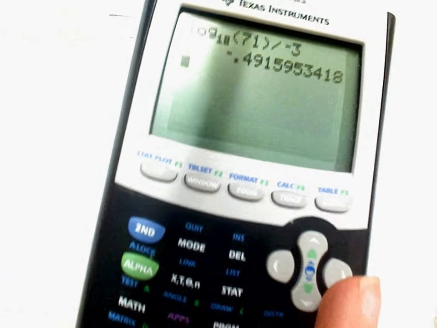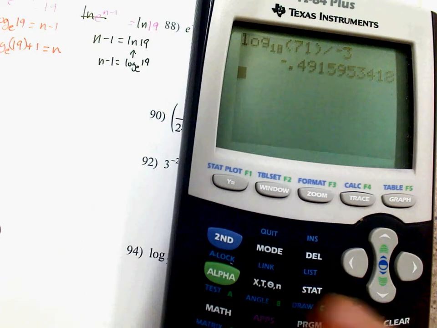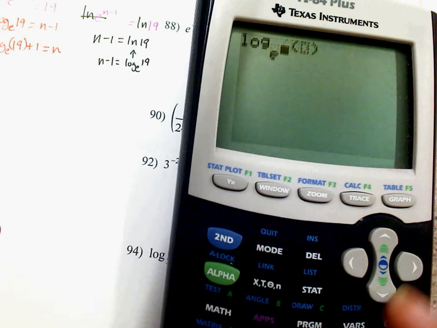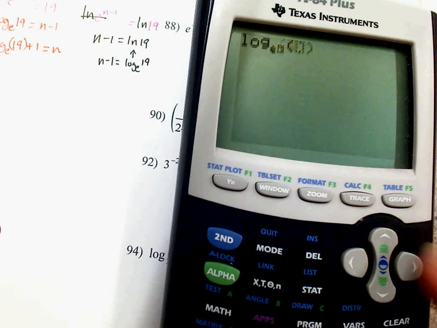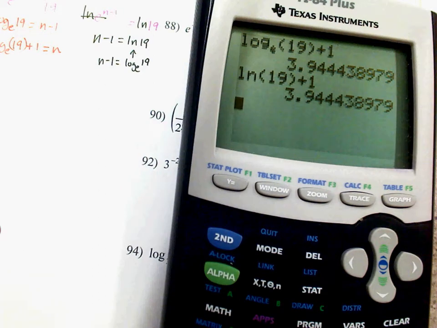Not that you can see that. Okay, can you see both now? So, log base e of 19 and then plus 1 versus natural log of 19 plus 1, and they are the same thing. Okay? So 3.944.